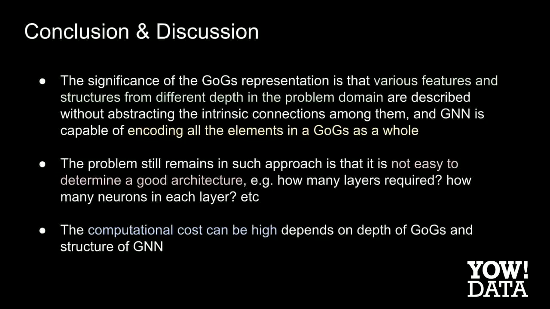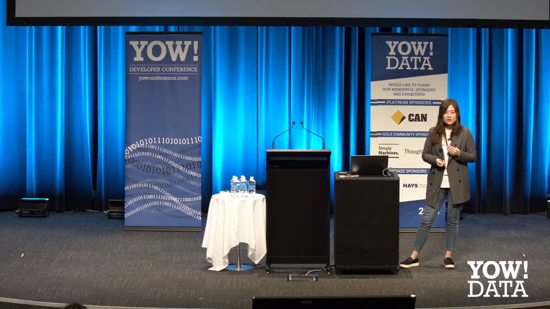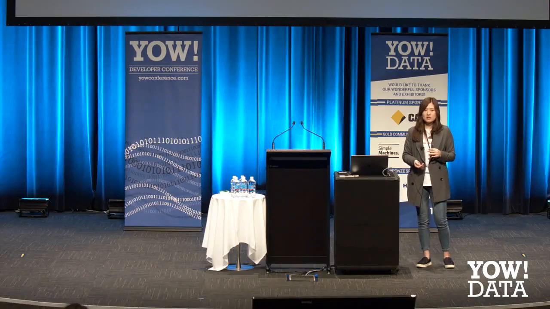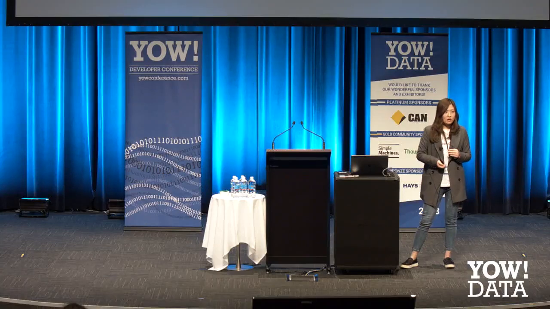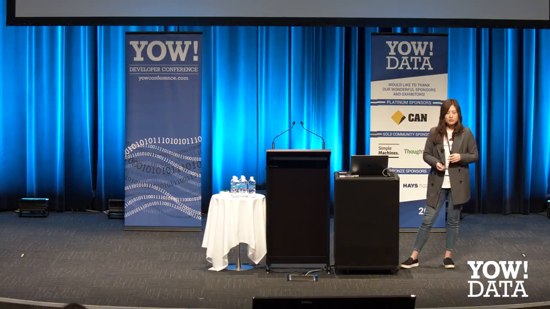However, according to my experience, I found that the main problem of the graph neural network is the difficulty for us to find a very good network architecture for a particular data domain. We did experiment a lot to try to identify a good model for different problems, say how many layers are required for this problem, how many neurons in each layer. I think that's probably a common problem, but I believe this could be some really potential future work that can empower GNN even further. Also, the computational cost of graph of graphs and the GNN can be very high, especially as the complexity of the graph of graphs and the depth of the graph neural network grow. Without the proper infrastructure or a scalable implementation, it will be very difficult to put it into production.